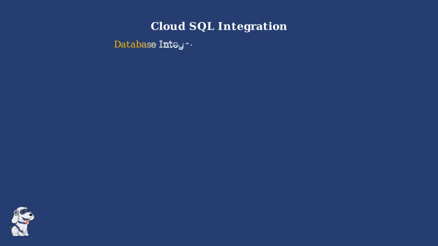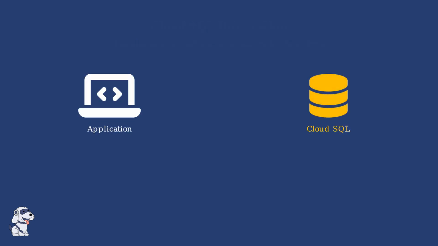Welcome to our comprehensive module on Cloud SQL integration. This module focuses on integrating applications with databases using Google Cloud SQL and exploring alternative database solutions. Cloud SQL integration involves establishing secure, efficient connections between your applications and Google Cloud SQL database instances. This integration is fundamental to building scalable, reliable cloud-based applications.